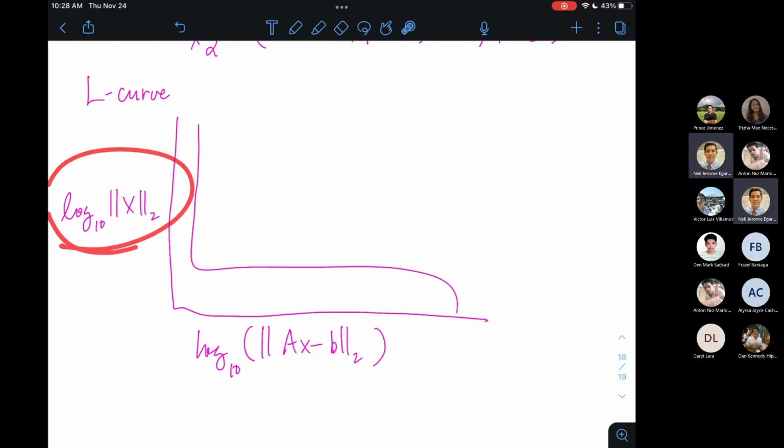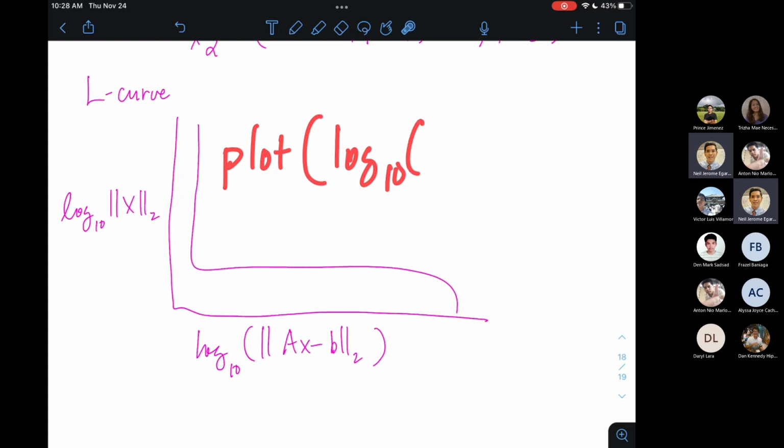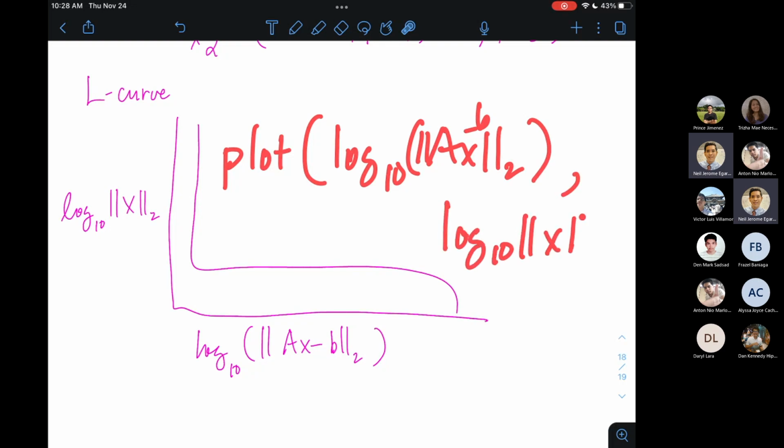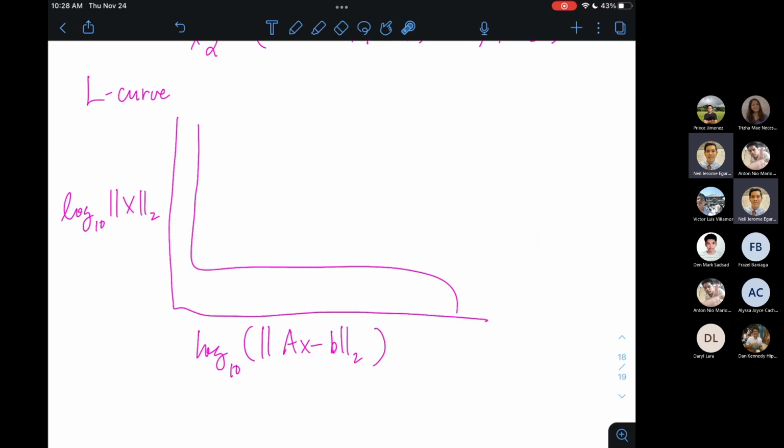Though pag ni-logarithm nyo to, pag hinard code nyo to, na pinaplot nyo kay Matlab, yung log base 10 ng residual AX minus B, tapos ang Y component ay logarithm base 10 ng X. Hindi siya mag-a-adjust yung scaling. So, ilolog niya lahat. Right? So, that's why I suggest when you're drawing the L curve, use the log-log command.